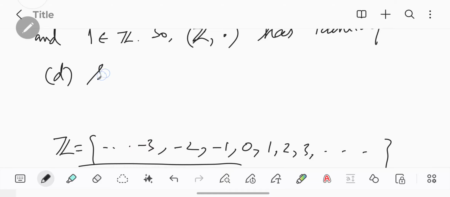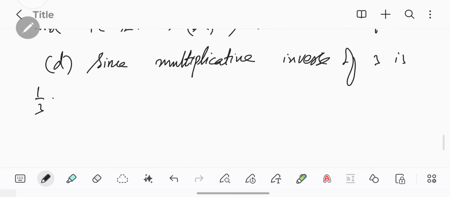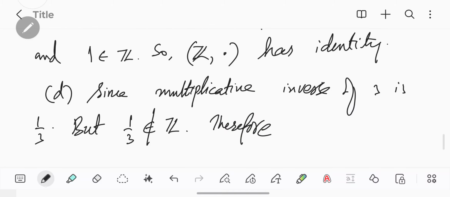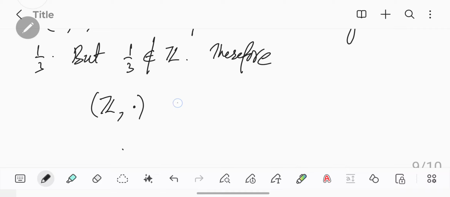So I'll write, since 3 has no multiplicative inverse. Since the multiplicative inverse of 3 is 1 by 3, but 1 by 3 is not in Z, therefore the last property is not satisfied. Since the last property is not satisfied, that means Z with respect to multiplication is not a group.